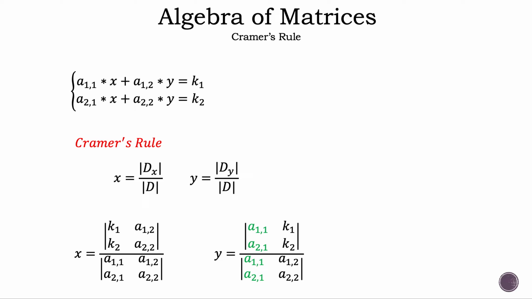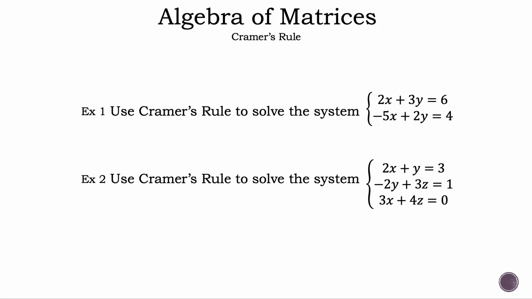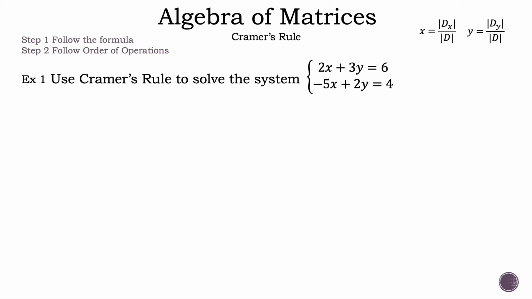We have changed the elements in the second column from the coefficients in front of y to the constant or k terms. Since we are solving for the y part in our ordered pair, we have changed the second column of the determinant of the coefficients, and that is Cramer's rule. Now, let's take a look at the examples we're going to be discussing in today's video. Let's take a closer look at example 1.